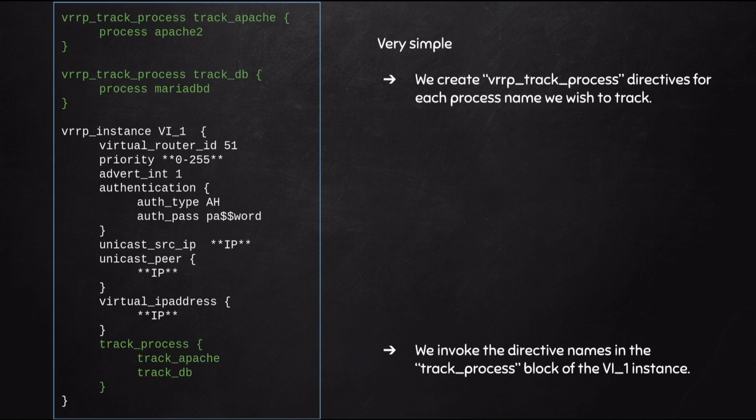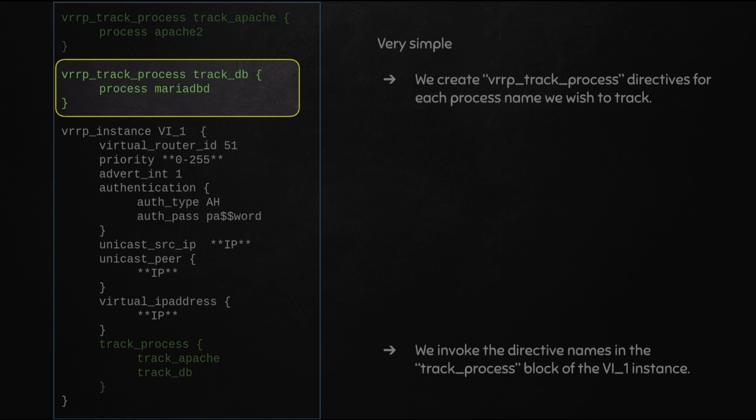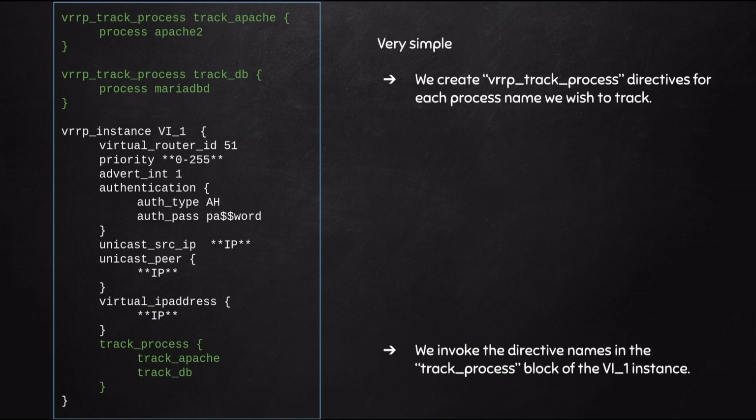To do so, we simply create vrrp_track_process directives for each process name we wish to track. We invoke the directive names in the track_process block of the VI_1 instance. I've chosen the two most important processes in a LAMP setup, the Apache web server and the database. If either of these processes crashes on the master server, failover is triggered.